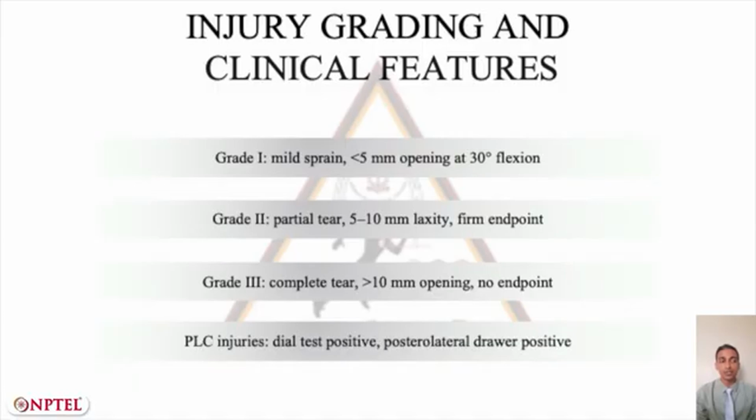For PLC injuries, to identify instability, we use the dial test, the posterolateral drawer test, and reverse pivot shift test. I encourage everyone to look up on the net the method by which these tests are performed. A positive test usually means a PLC injury along with a cruciate ligament injury.